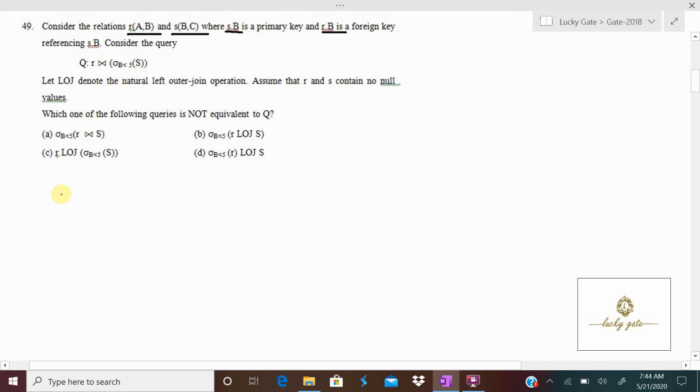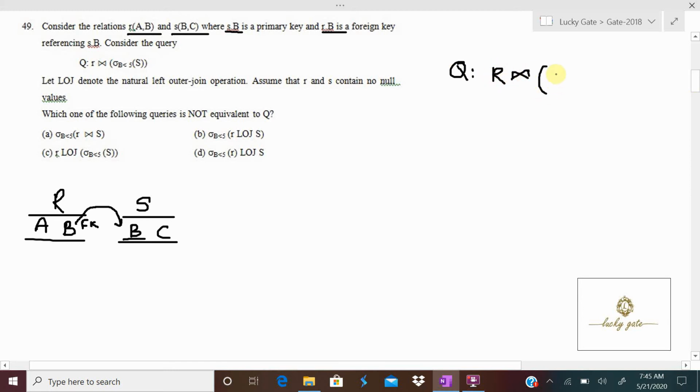So for understanding, I am writing there are two tables, R with attributes A and B, and S with attributes B and C, and it is clearly mentioned S.B is a primary key and R.B is a foreign key. R.B is a foreign key means it is referring to the primary key attribute of S. So B is a primary key in S, and B is a foreign key in R. And a query Q is given: R join (B < pi) of S. Here I am writing the query Q, that is R join B less than pi of S.